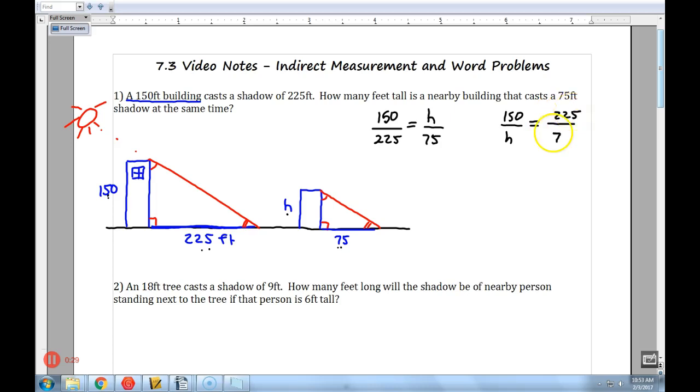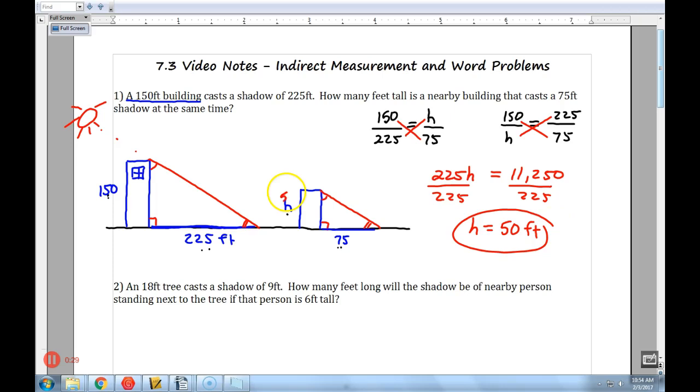And even though you have a different proportion, when you cross multiply, you're still going to have 225h, regardless of which way you go. And then you're still going to have 75 times 150. So let's just put that in here, 75 times 150. And that's 11,250. And now I use my algebra. I divide both sides and divide both sides. And I figure out that the height is 50 feet. And then I always want to look back at the picture and just ask myself, does that make sense?